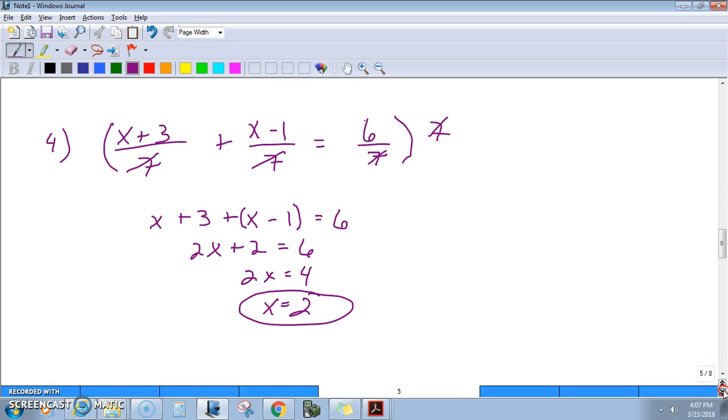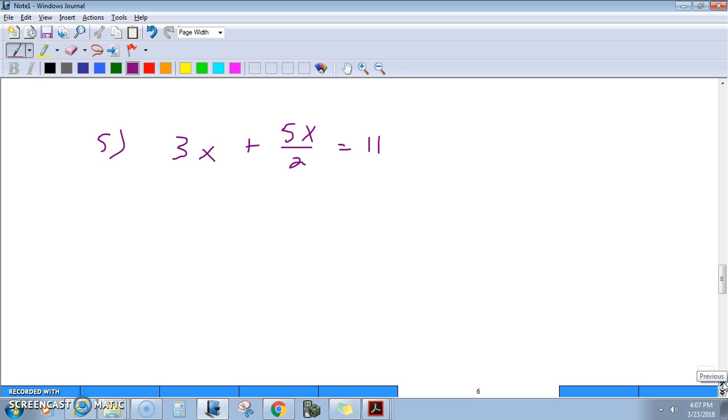Okay, let's see. Question number 5. If we want to make this easier on ourselves and get rid of the denominator, because only one of our terms here has a denominator, we can just multiply. This is a great trick, you guys. We can just multiply the entire equation, every single part, by that denominator here, okay? And then you distribute it.